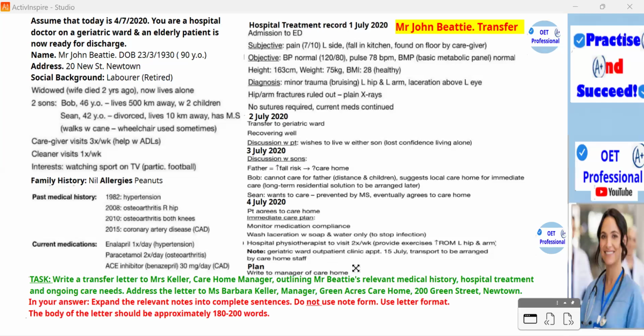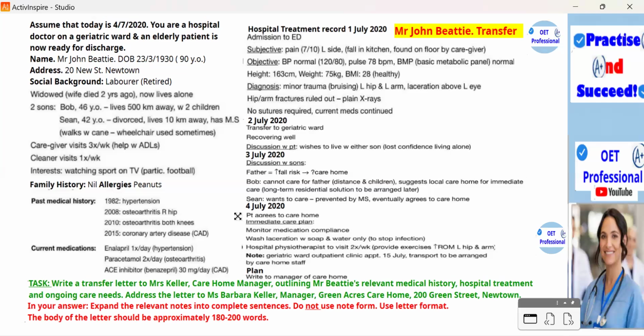So in a letter like this, it's very important that the discharge plan notes are made clear to the reader of the letter. In this case, that is Mrs. Keller, the care home manager.